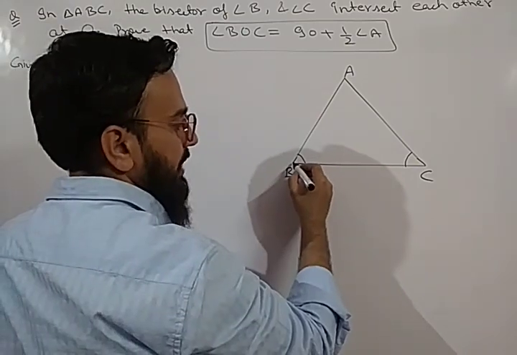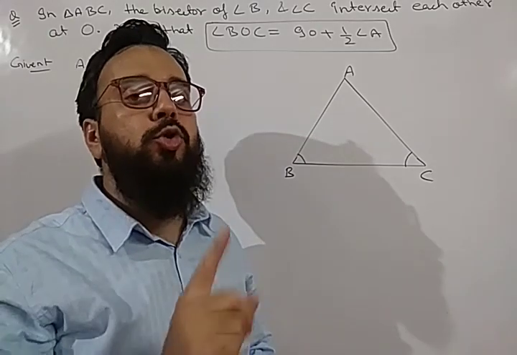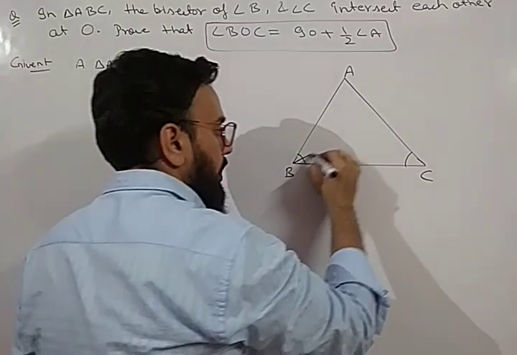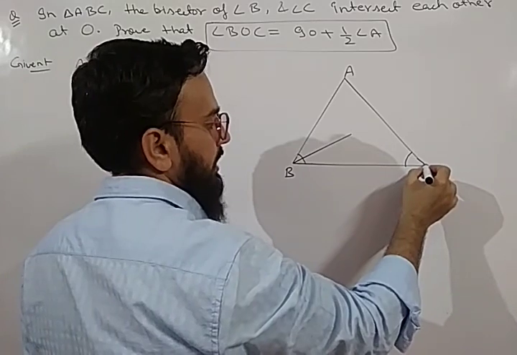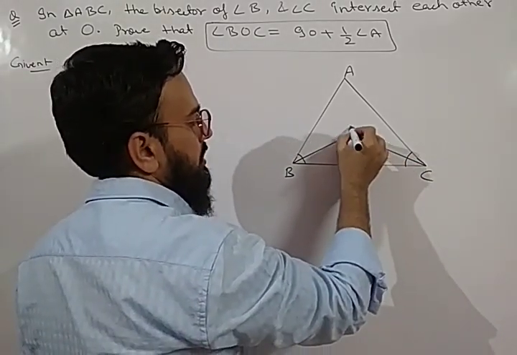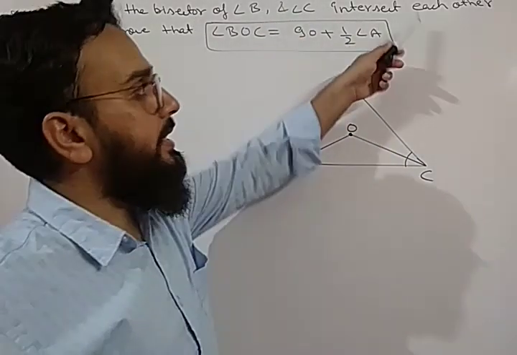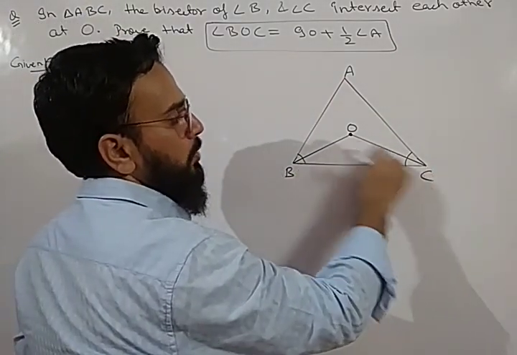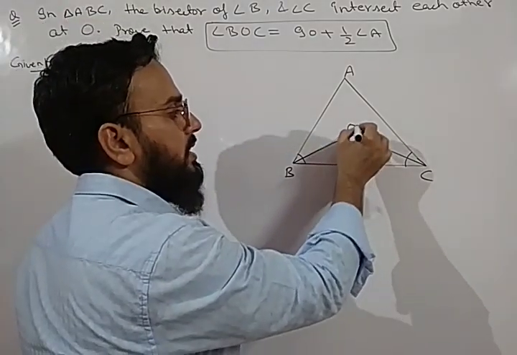So first draw the bisector of angle B. So we have studied about the bisector. What is the bisector? It divides the angle into two equal parts. So the bisector of angle B will pass from this point like this. Let us consider, and the bisector of angle C will also pass from this point. So both of them are passing from the point O. We have given this. The bisector of angle B and angle C intersect each other at point O. So this BO is the bisector of angle B and CO is the bisector of angle C. Okay, we have given these two bisectors and both of them are intersecting at point O.